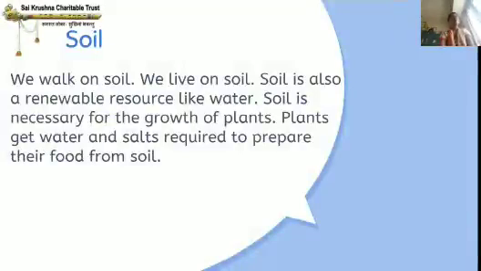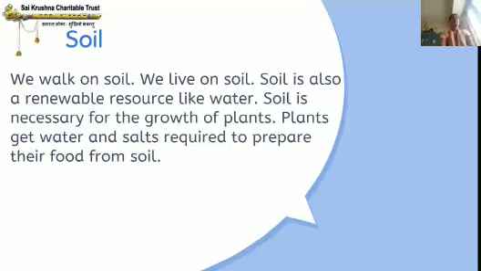So we walk on soil, we live on soil. Soil is also a renewable resource like water, as renewable resources are found in plenty. It has an endless supply. So soil is also a renewable resource like water.